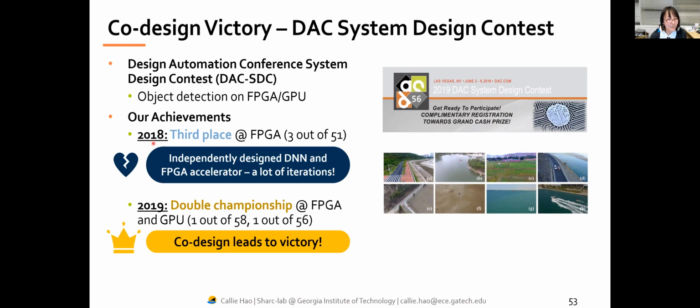In 2018, we won the 3rd place. It's not bad, but we're not quite happy about it because it was really painful, because we were independently designing this DNN and FPGA accelerator. That was a lot of iteration and it took a lot of time. Then in 2019, we learned this co-design technique and all of a sudden we got this double championship for both FPGA and GPU. So we're going to say that co-design is really, really effective and it leads us to the victory. Co-design really has its power.